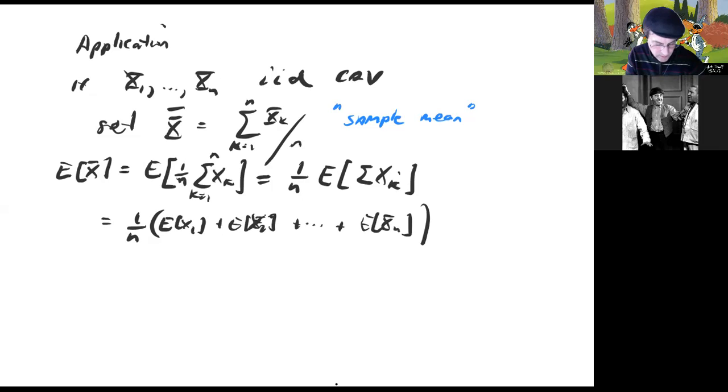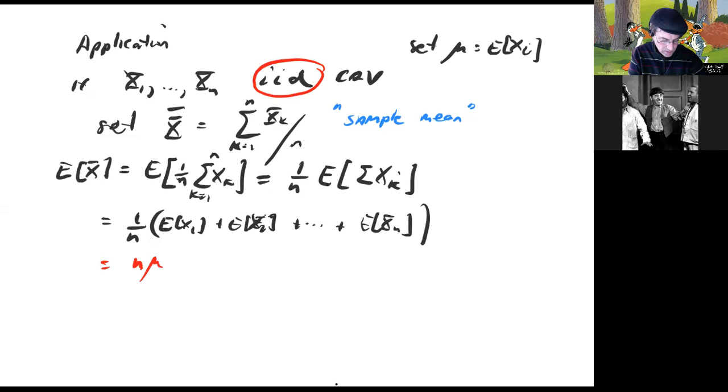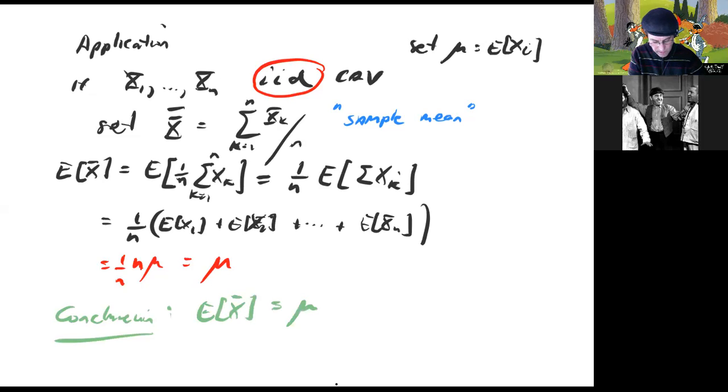But these are identically distributed. So let's set mu equal to the expected value of E of Xi. They're all the same, right? Because these are identically distributed, they have the same means. So this is the same as E of X1, E of X2, etc. So this is n copies of mu times 1 over n, which is equal to mu. So in other words, the conclusion is that the expected value of the sample mean is the actual mean of the independent, identically distributed random variables. So that's kind of cool.